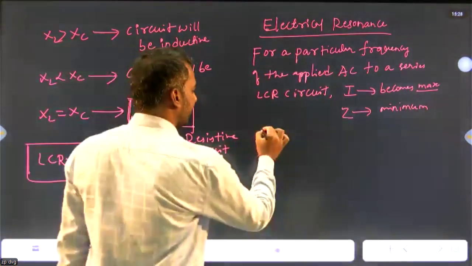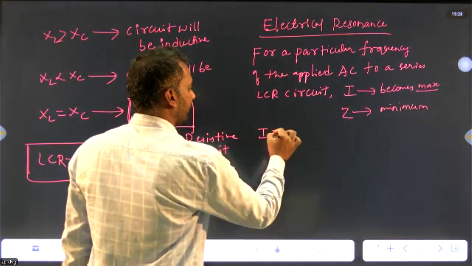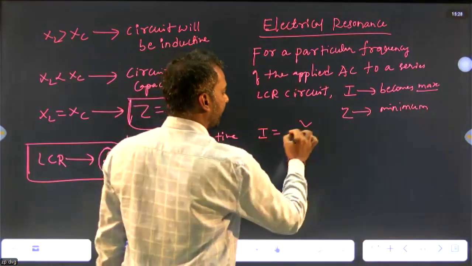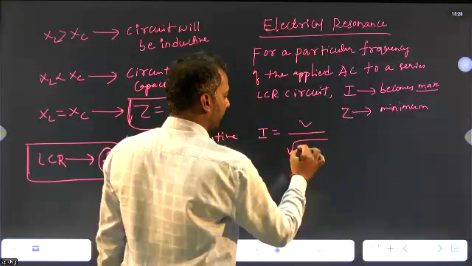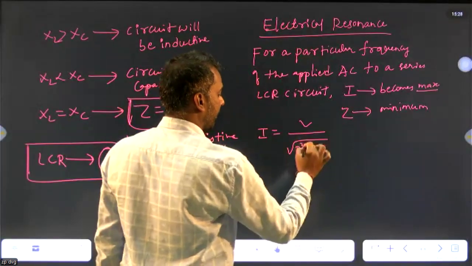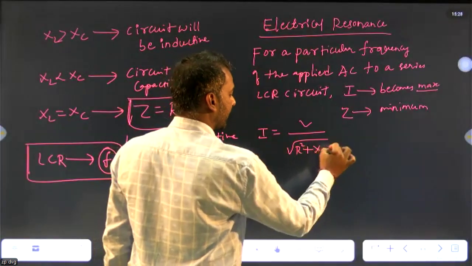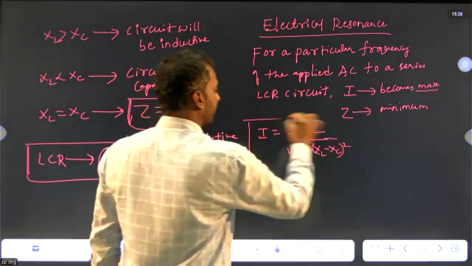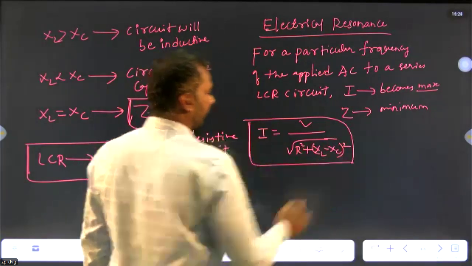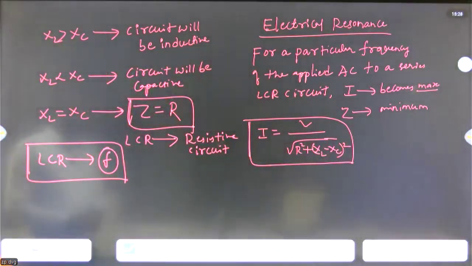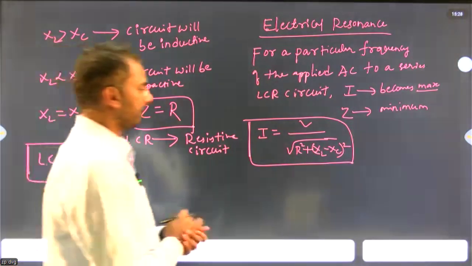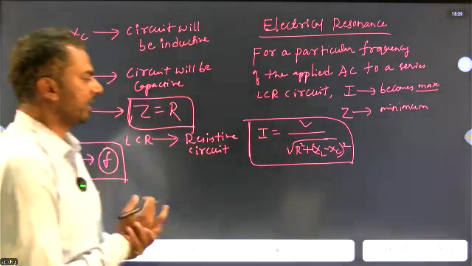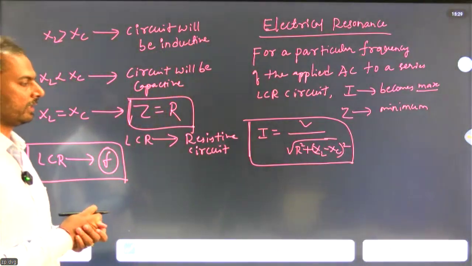Current in a series LCR circuit, I is equal to V by square root of R square plus XL minus XC whole square. I is equal to V by Z. If XL is equal to XC, now what is XL? XL is inductive reactance and XC is capacitive reactance.